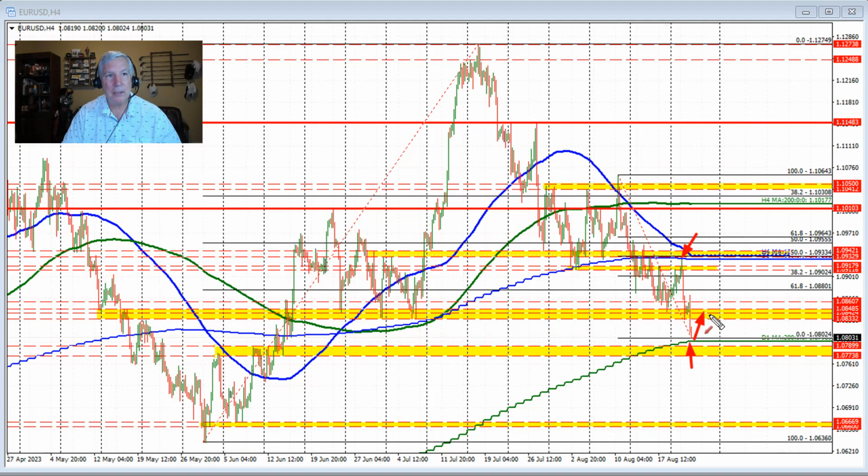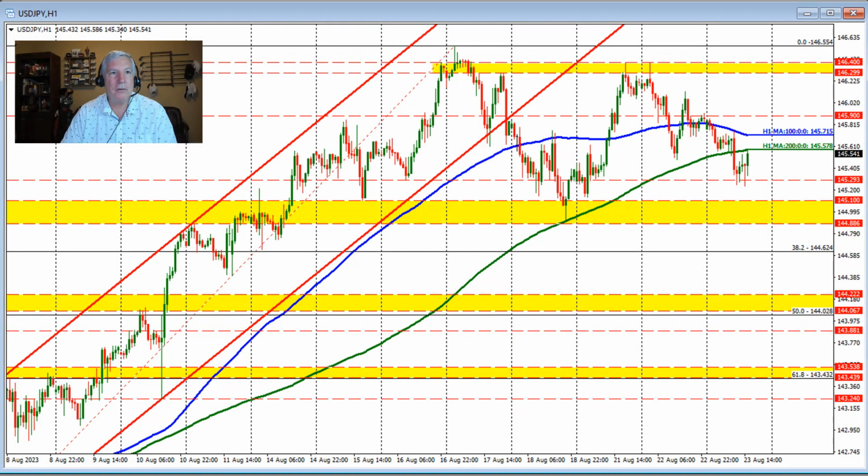I would expect sellers against that level, however, and a potential push further to the downside here in the euro versus US dollar. So be aware, be prepared, but we are finding support against the 200-day moving average at the moment, and it definitely is a key technical level for traders going forward.